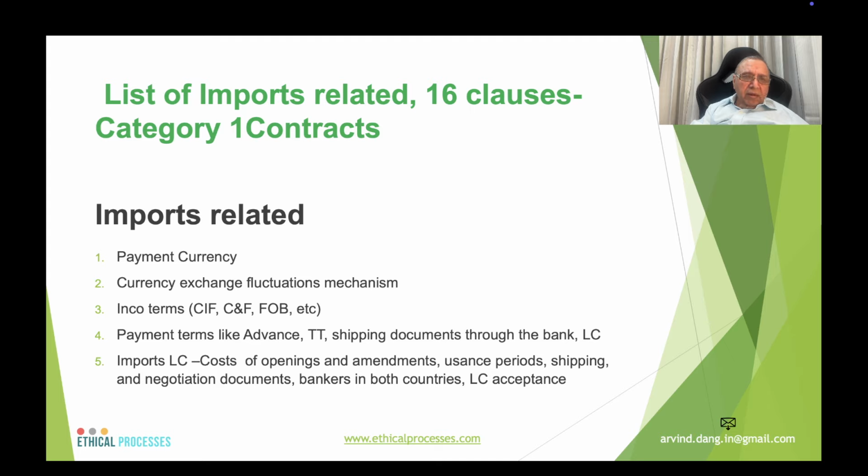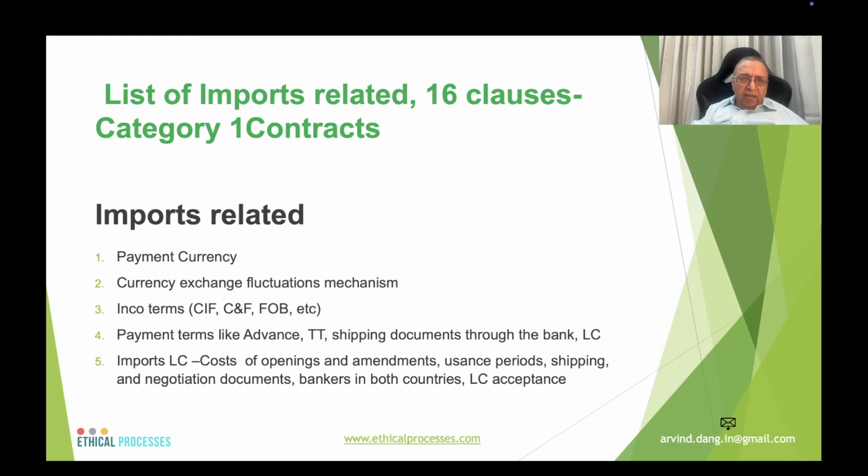One is payment currency. It can be of any country, it can be dollars, it can be Deutschmarks, it can be anything else, euros, etc. Currency exchange fluctuation mechanism, who will bear the costs. Incoterms like whether it is CIF, cost insurance freight, C&F, cost and freight only, FOB, free on board, etc.